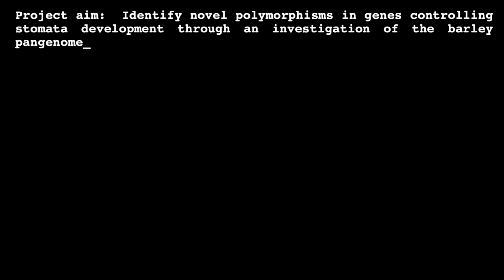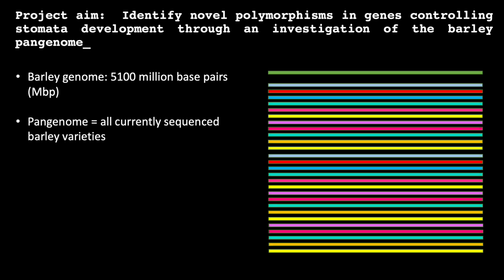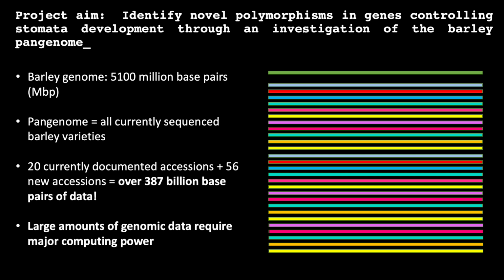the barley pangenome, but we have some problems. The barley genome in itself is huge at 5,100 million base pairs, but we aren't just looking at one genome, we're investigating the pangenome, which consists of all currently sequenced barley varieties. All in all, this means we need to process over 387 billion base pairs of data.